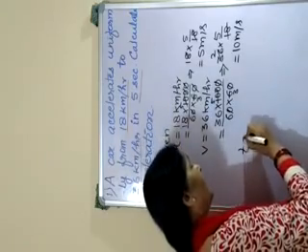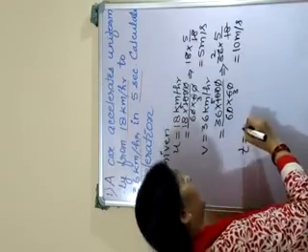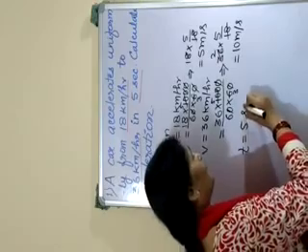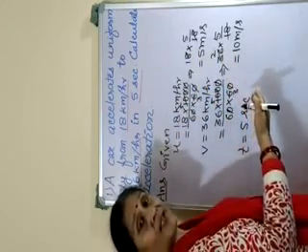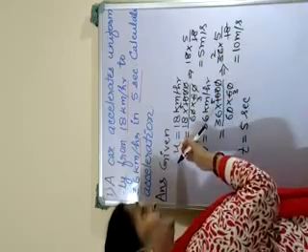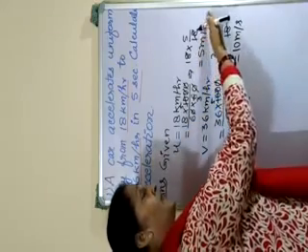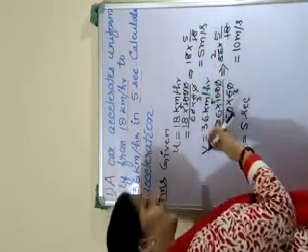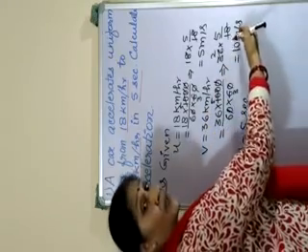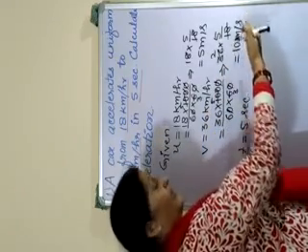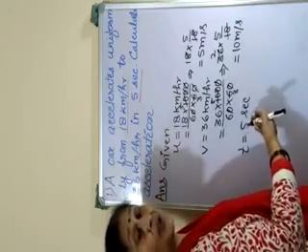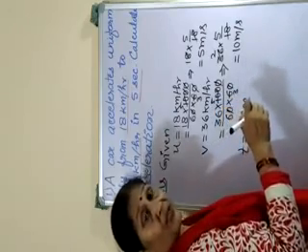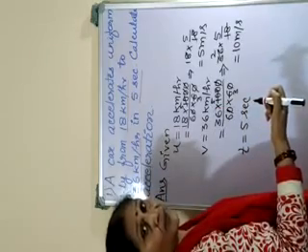Now we are having all these terms in SI unit. Initial velocity is 5 meter per second. Final velocity is also in meter per second, that is 10 meter per second, and time is also in second. Now we have to put the proper formula and calculate, then we will get the answer.